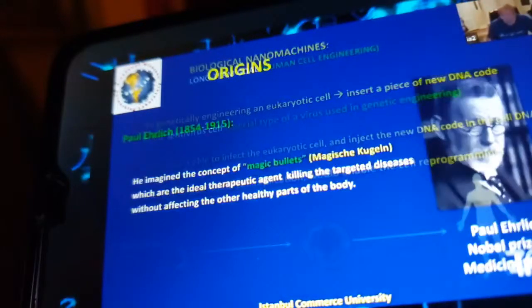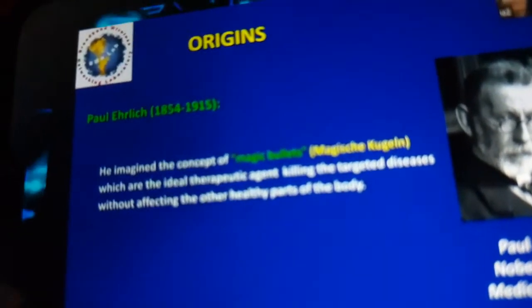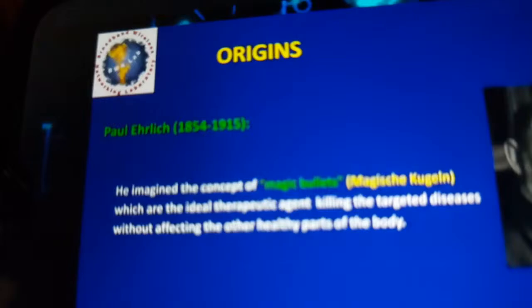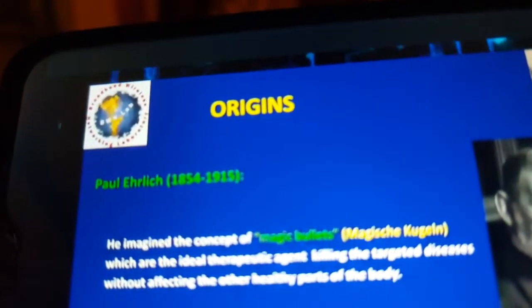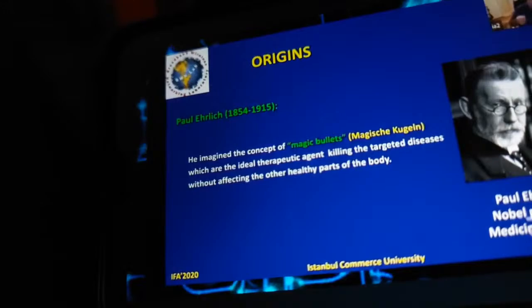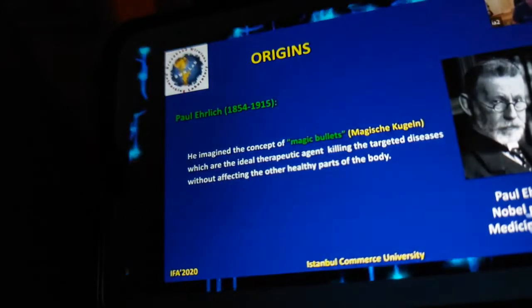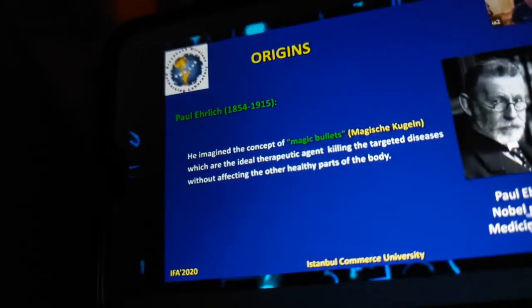And so the origins go back 100 years ago to Paul Ehrlich. He was an Austrian medical doctor. He created this concept of magic bullets, in German magische Kugeln. And so he received a Nobel Prize in 1908. These agents or these bullets will go and kill the targeted diseases without affecting the other healthy parts of the body. Right? Otherwise, you will die if it has all the negative side effects.